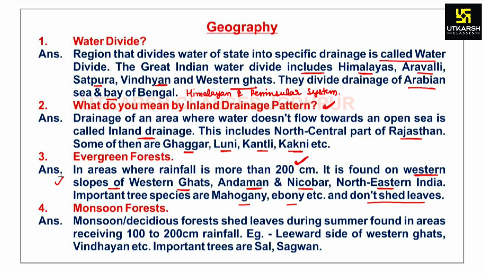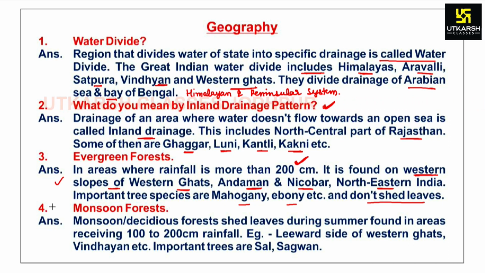There are three parts that we took in this question: these are found in the areas where we experience 200 centimeter plus rainfall. The areas are Western Ghats, Andaman Nicobar Islands and Eastern or Northeastern Himalayas, and important species are mahogany, rubber and ebony, etc. and they don't shed their leaves during any season.